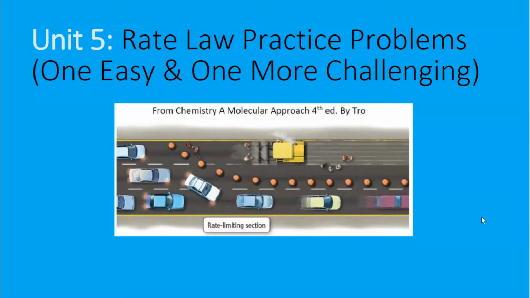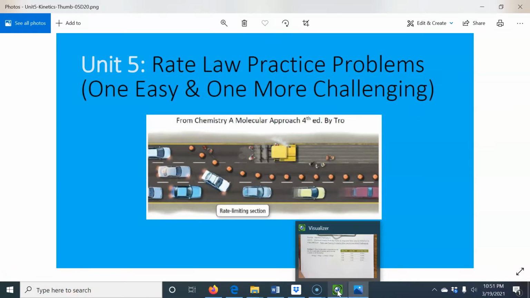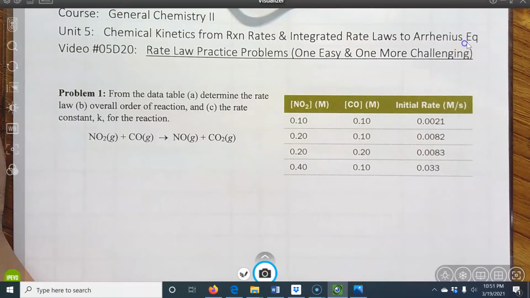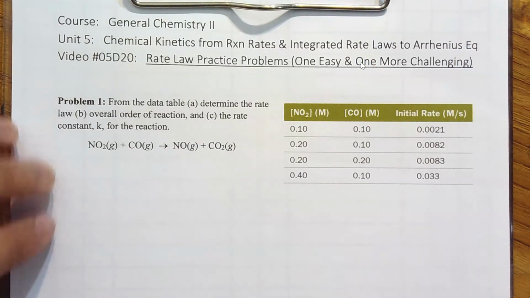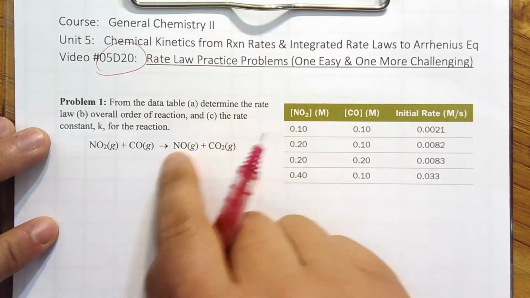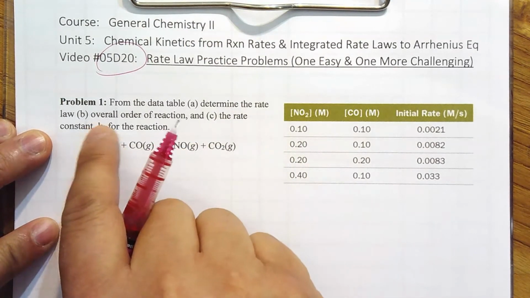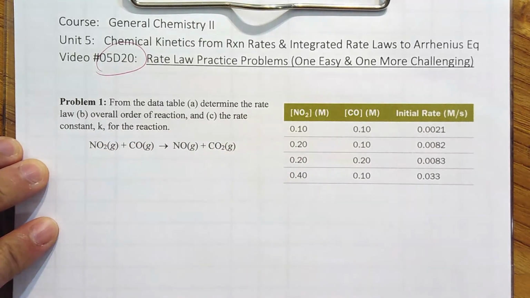Hello all. Let us do two problems dealing with rate law. One will be pretty easy, the other one will be more challenging. The first problem is shown here. From the data table, determine the rate law, part B, overall order of reaction, and part C, the rate constant K for the reaction.